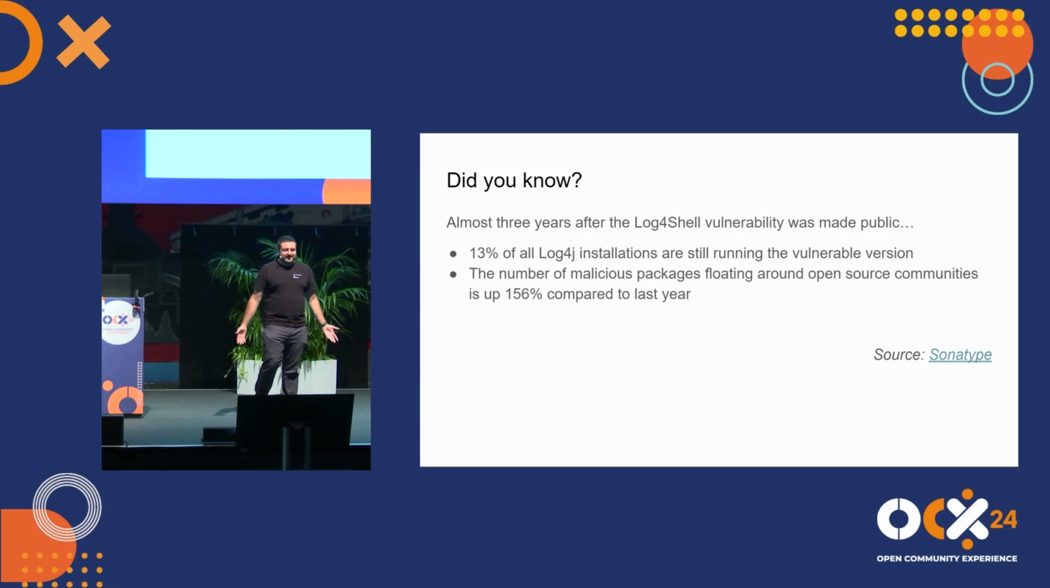So, fun fact, almost 3 years after the Log4Shell vulnerability was made public, 13% of all Log4j installations are still on the vulnerable version, right? So that's quite a lot of code, right? Considering that 93% of enterprise clients were exposed to the Log4Shell bug. The fact that 13% of the installations are still running the vulnerable version 3 years later is terrifying.